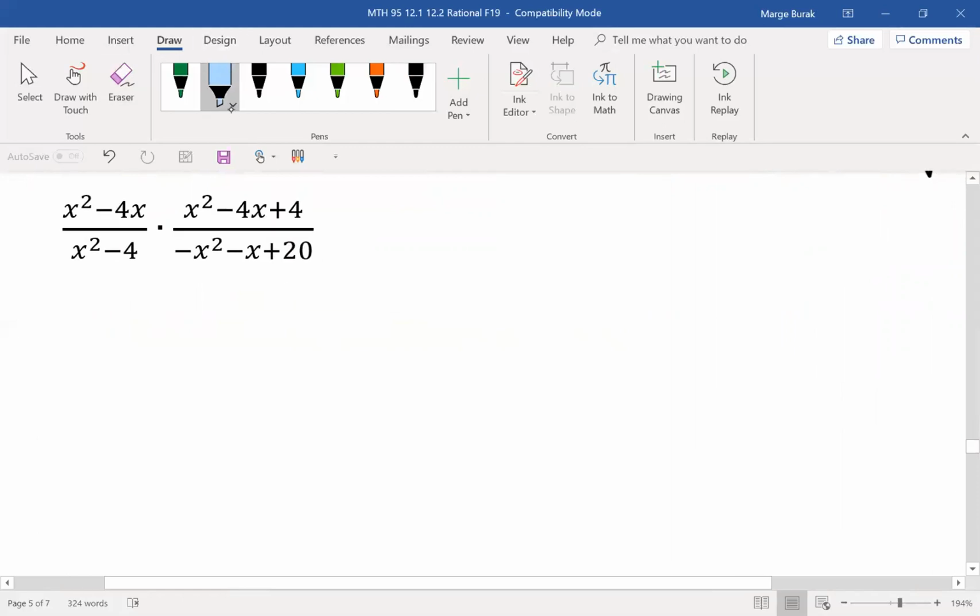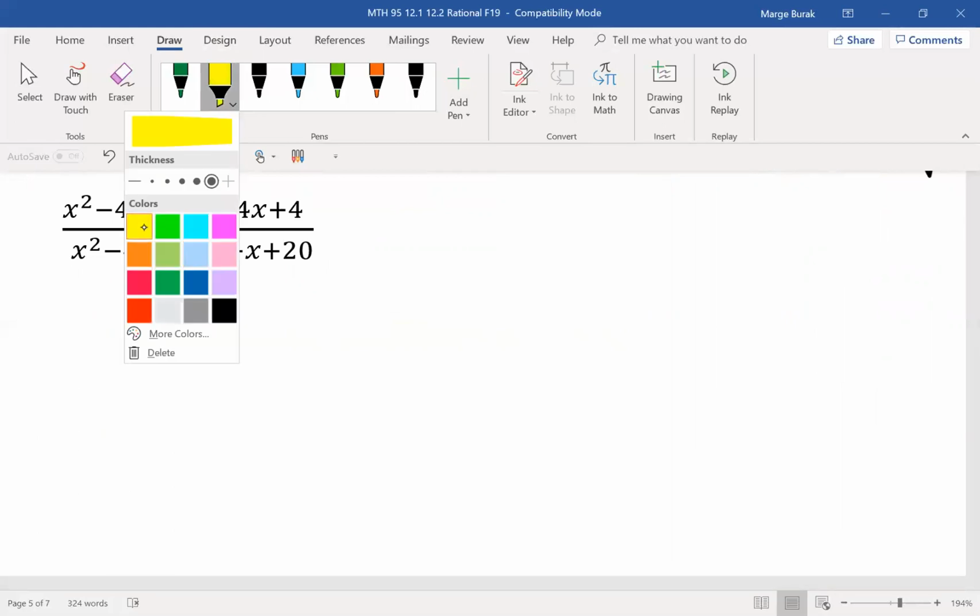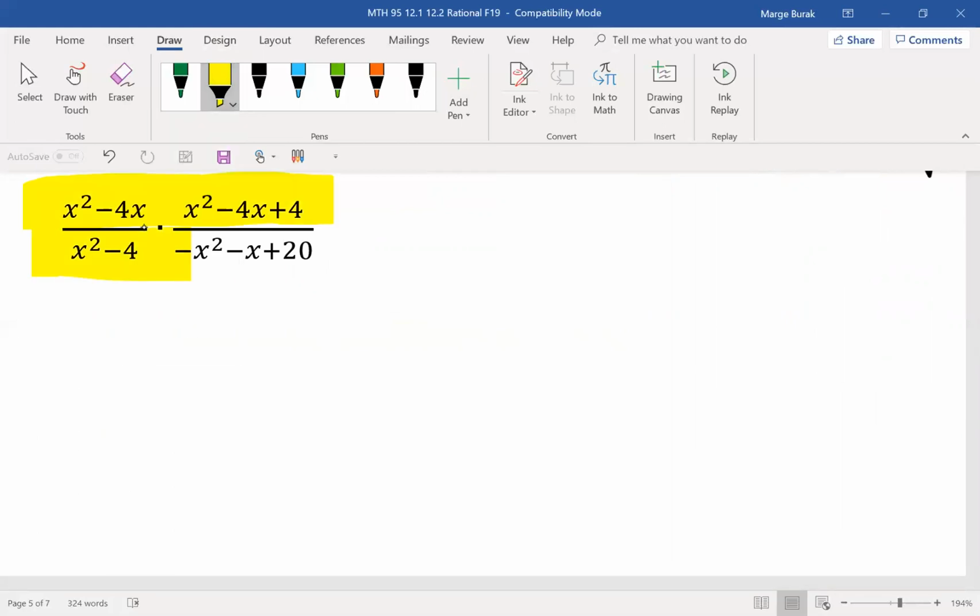Okay, so let's take a peek at this problem. All right, so obviously nothing is factored. There's a bunch of pluses and minuses in there. So technically, this is one factor, this is one, this is one, and this is one. But those are not very good because all of those can be broken down into factors.